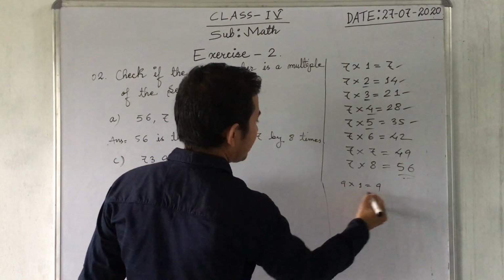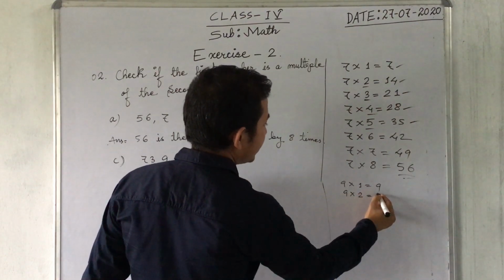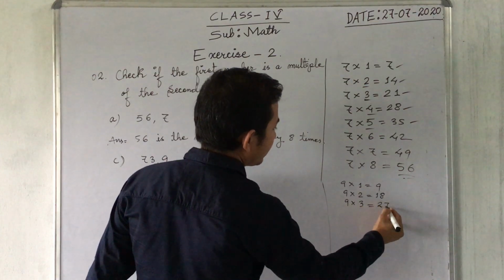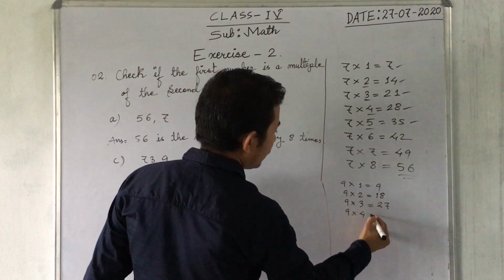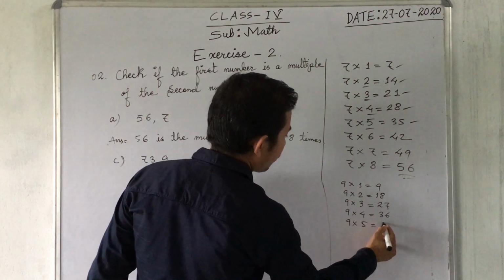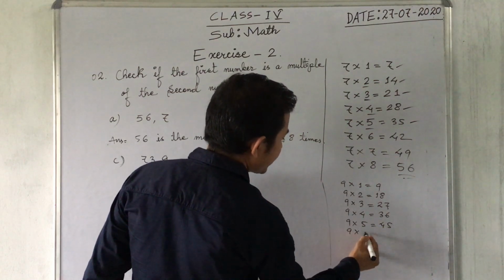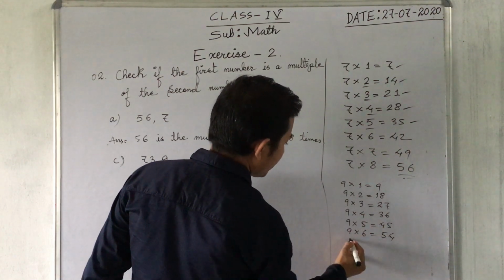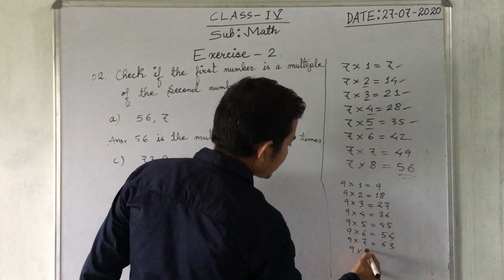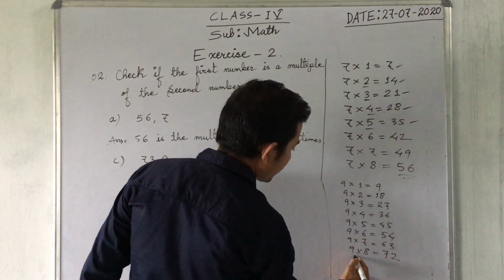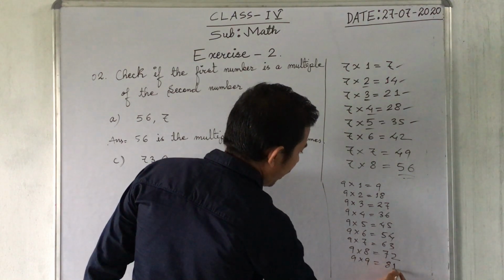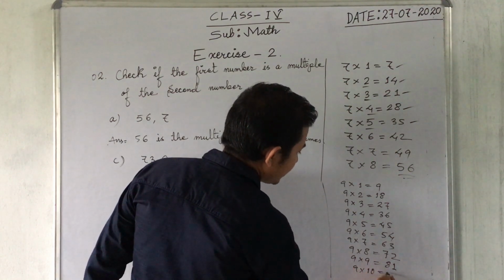1 times 9 is 9. 2 times 9 is 18. Isn't it? So 3 times 9 is 27. 4 times 9 is 36. 5 times 9 is 45. So 6 times 9 is 54. 7 times 9 is 63. 8 times 9 is 72. 9 times 9 is 81. And 10 times 9 is 90.